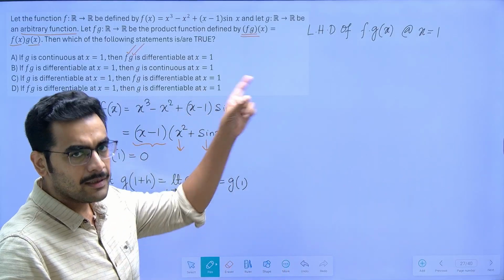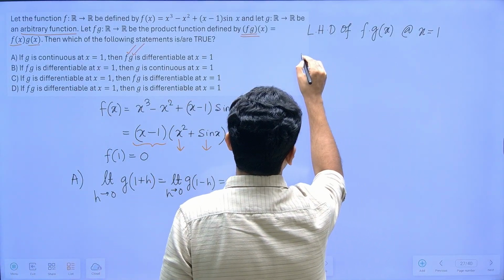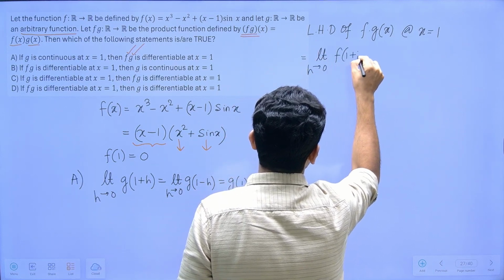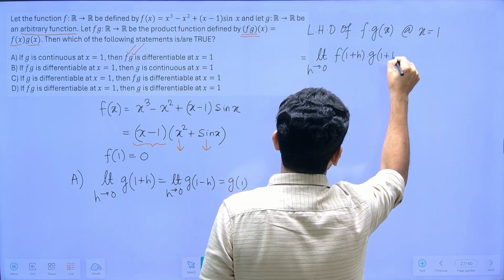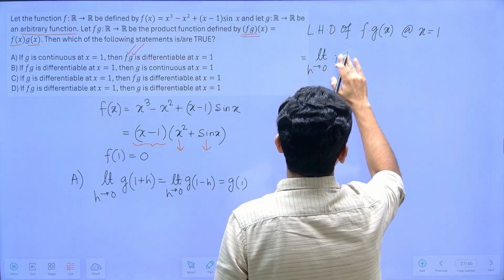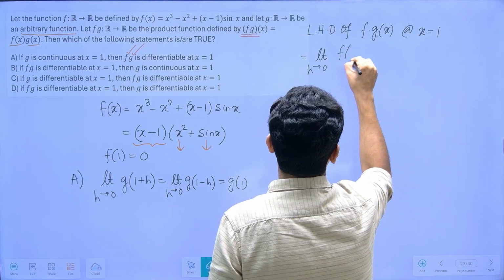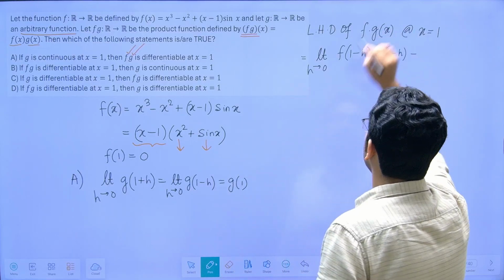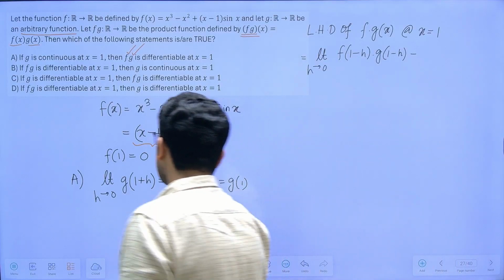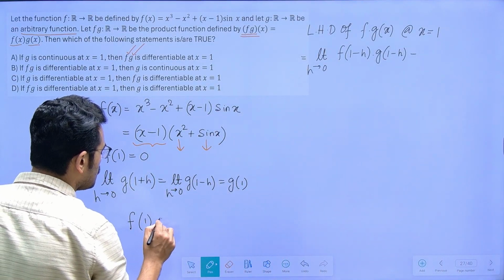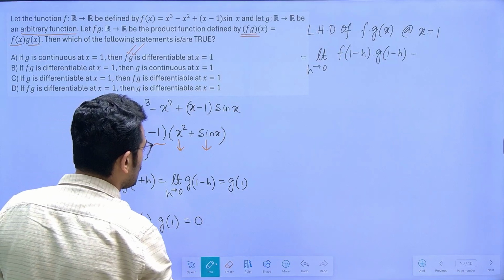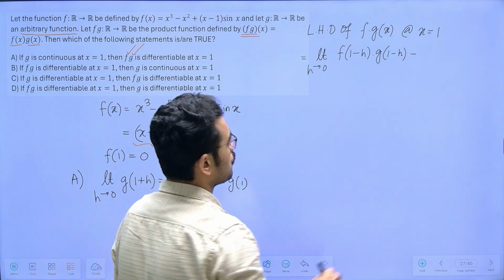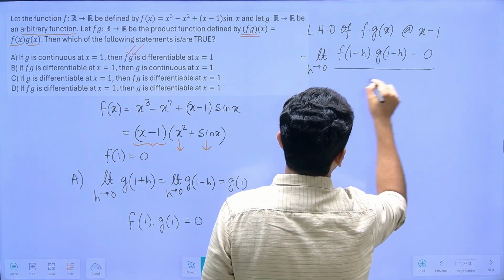Next, what we are going to test is the differentiability. Now what is the left hand derivative at x equal to 1? I think left hand derivative will be with 1 minus h. So it will be limit h tends to 0, f of 1 minus h into g of 1 minus h minus the function value of f into g at 1, of course f(1) into g(1). This value must be equal to 0 because f(1) equal to 0. So the function value at x equal to 1 for f into g is 0. So minus 0 divided by minus h.